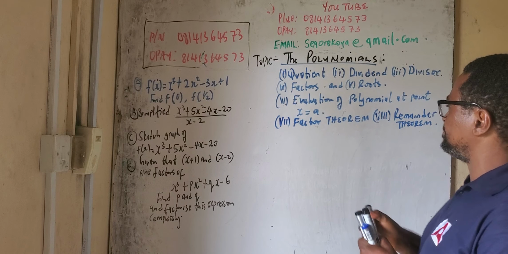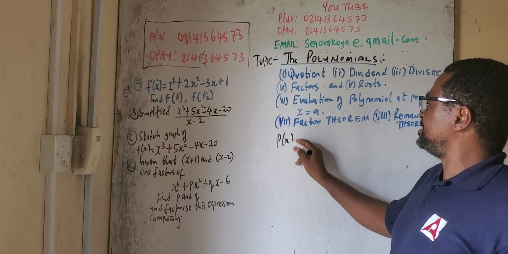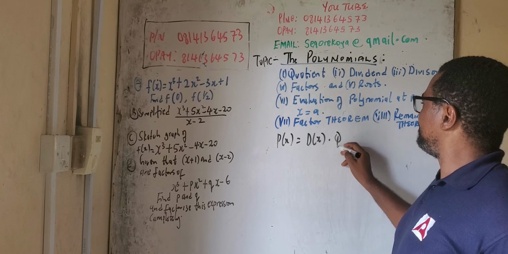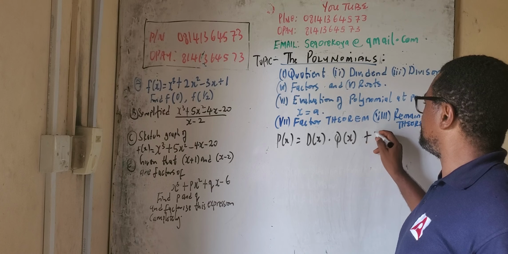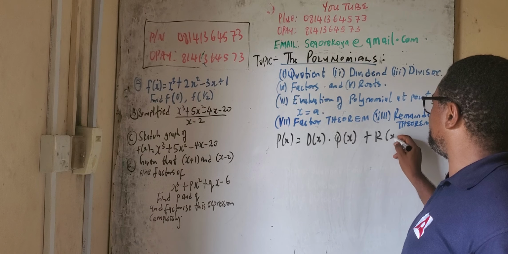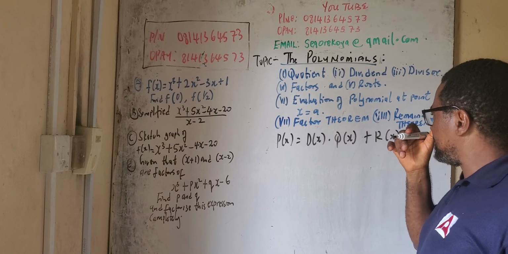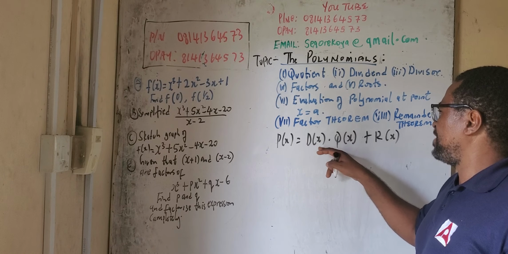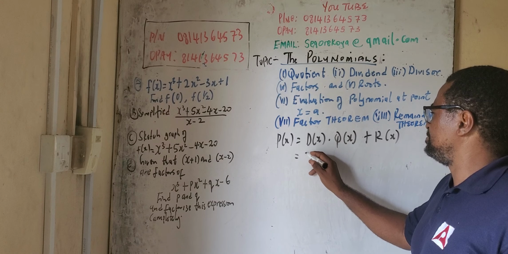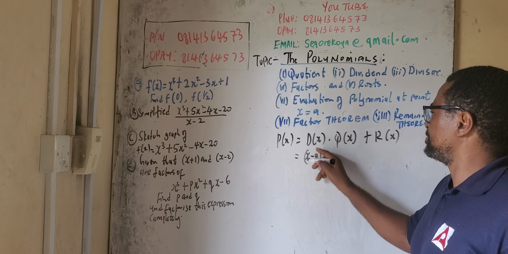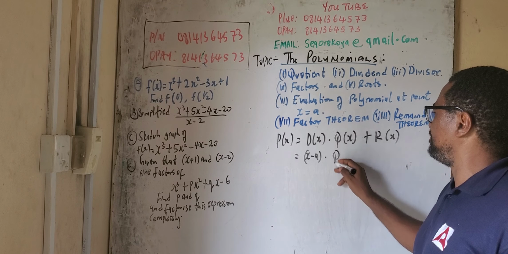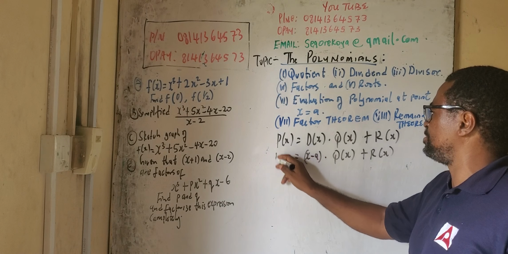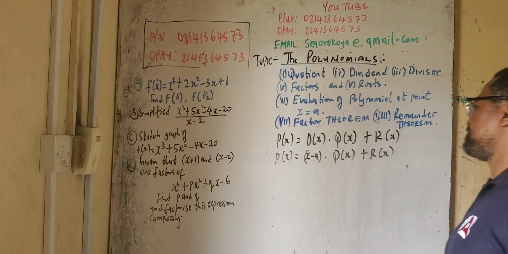Like I said the other time, my polynomial function of x is given by divisor function of x times quotient function of x, plus remainder function of x. If my divisor function of x is x minus a, then I will say times q of x plus remainder function of x is equal to p of x.